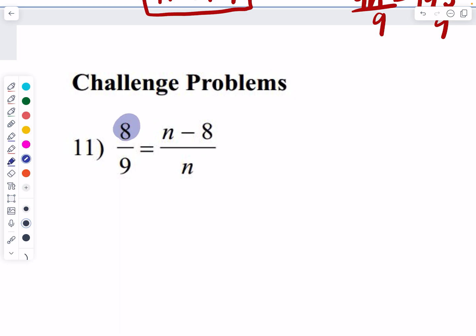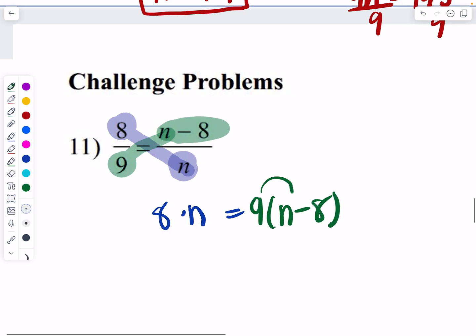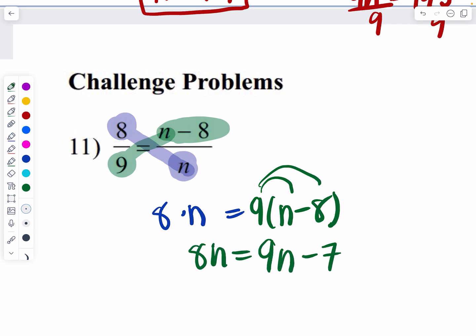What happens when you have variables on both sides? So when I go to cross multiply these two, I get 8 times n is equal to, I cross multiply this piece, and I'm going to have a variable on both sides, just like our warm up. So that's going to be 9 times (n minus 8). So when I distribute, I'm going to get 8n equals 9n minus 72.